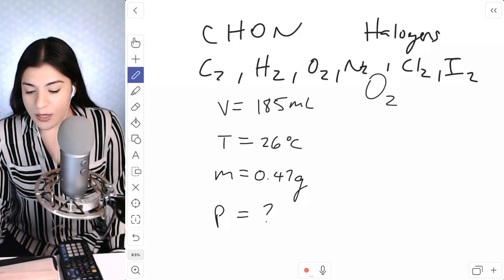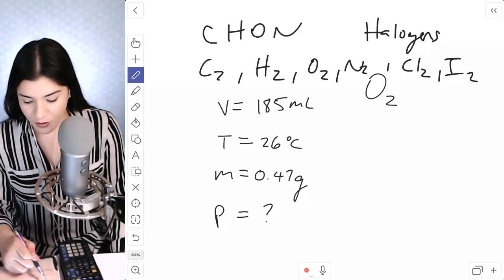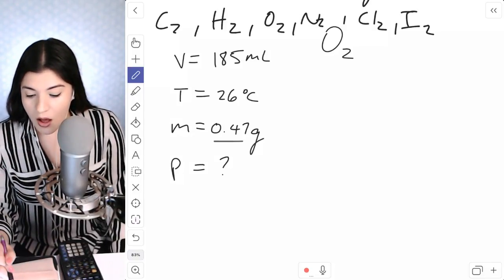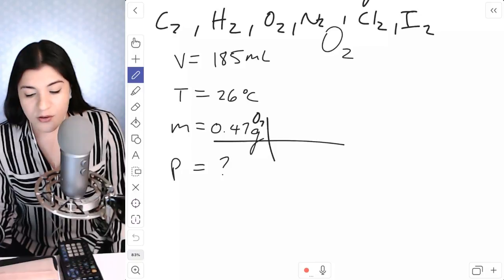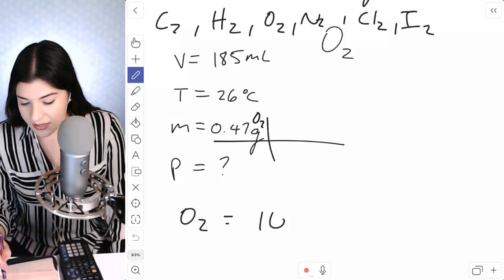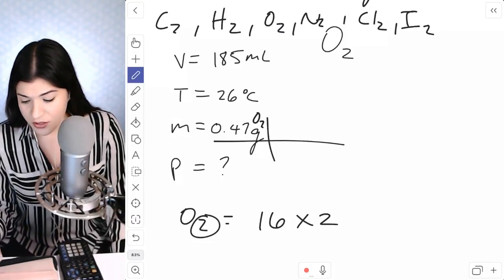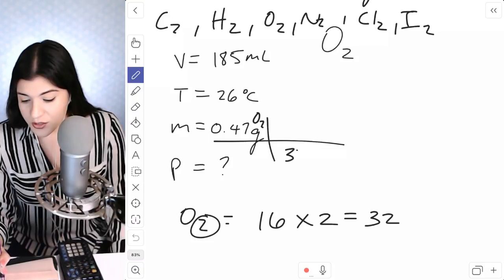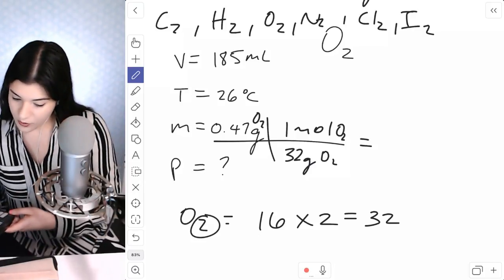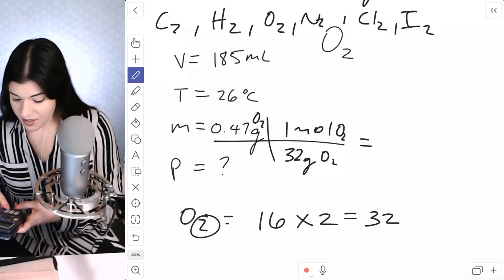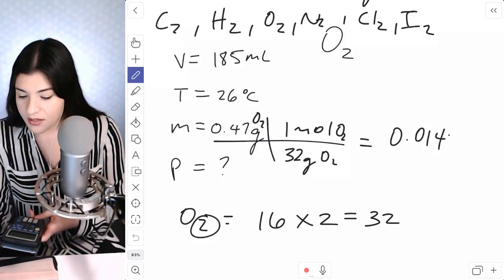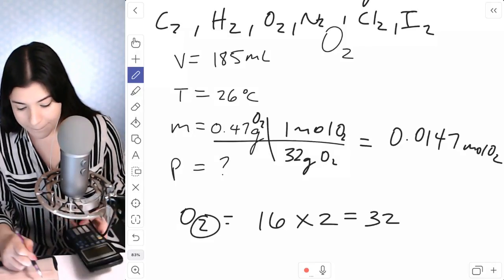So since I want to use PV equals nRT, or the ideal gas law, then I need the amount of moles. I'm going to change the mass and convert that to moles. So for O2, this would have been 16 times 2, since there's 2 oxygens. So it gives us 32. So I'm going to put 32 grams of O2 on the bottom per 1 mole of O2 on top. And then this is going to be 0.47 divided by 32. And that's 0.0147 moles of O2.